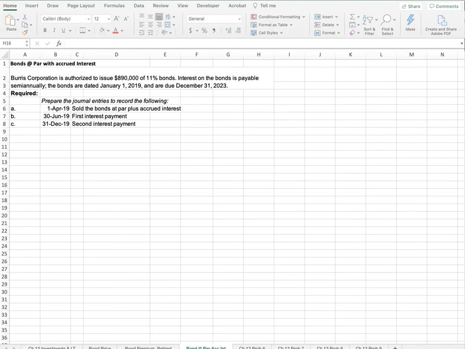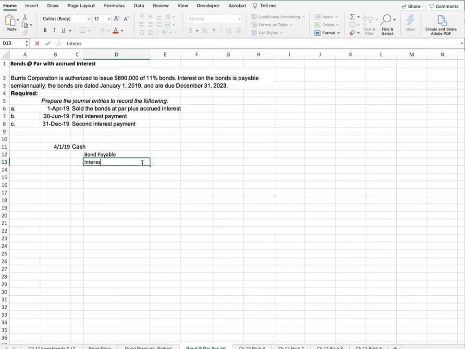On June 30th when we paid our first interest payment, and on December 31st when we paid our second interest payment. So we have 4/1/19. We know for a fact that we're receiving cash, and we know for sure that we're creating this liability of bonds payable. The other thing that's missing is the accrued interest, because it says plus accrued interest.